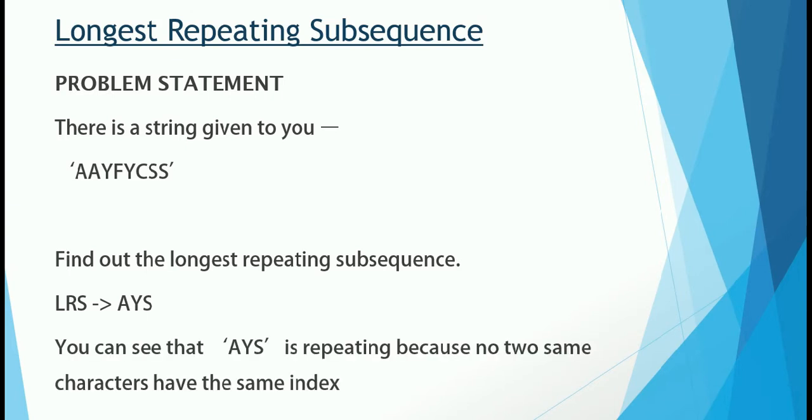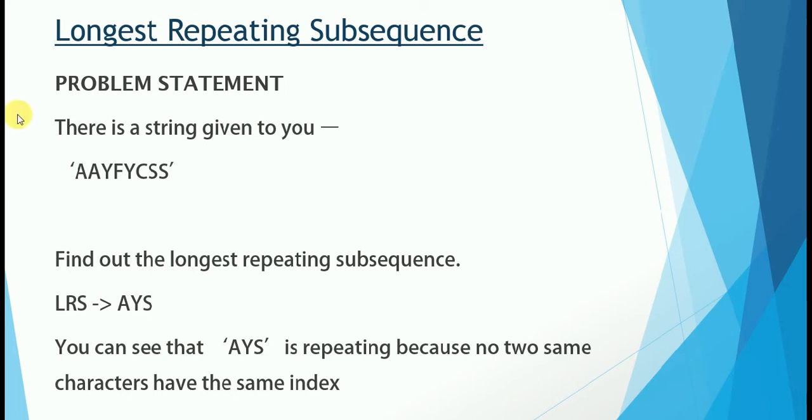You can see that AYS is repeating because no two same characters have the same index. So we have A, Y, S. This is the first instance, and we also have A, then Y, then S. This is the second instance. So there are two instances of this string AYS, and hence this is the longest repeating subsequence.